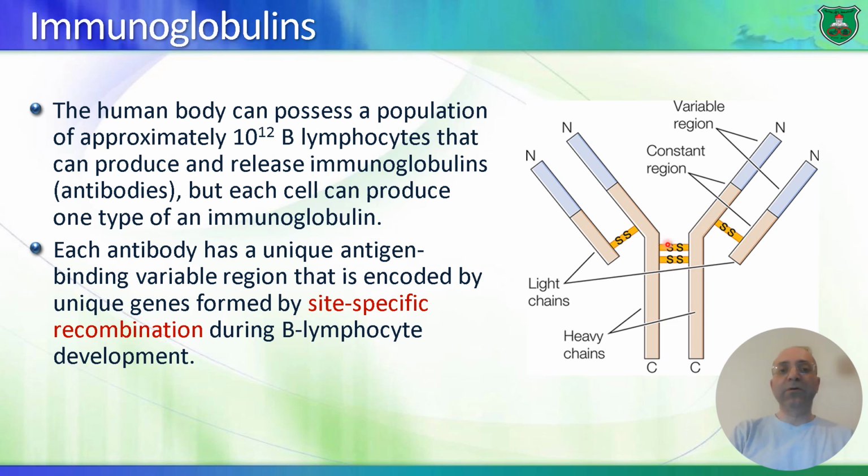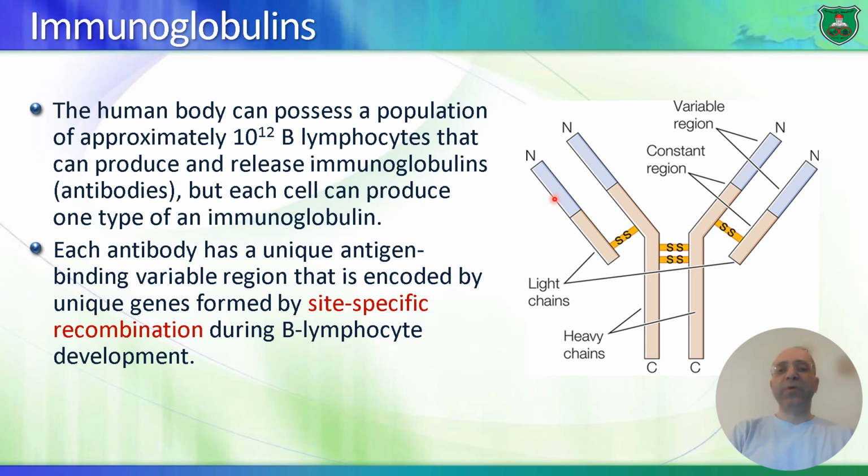Now, if you look at the structure of the light chains, they are composed of a constant region and a variable region. Now, if you look at the structure of the heavy chain, it is composed of a variable region and a constant region, composed of 3 domains. Now, the variable region is the part of the immunoglobulin that is responsible for binding the antigens.